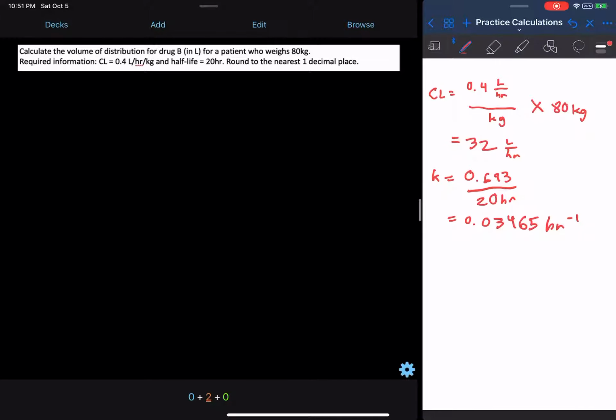Alright, now we just need to calculate the volume of distribution. So basically solving for liters. So 2 liters per hour multiplied by, so that will, oh wait, not multiply, I meant divided.